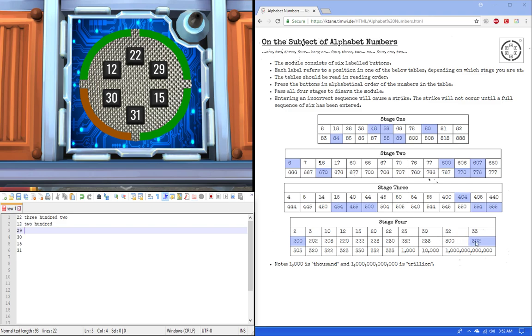29. So that's 22. 3, 4, 5, 6, 7, 8, 9 is 333. Next is 30, which is going to be just 1,000. Not 1,000, just 1,000. We have 15, so it's 11, 12, 13, 14, 15. That is 220. Finally, we have 31, which is going to be one above the 1,000. So my guess there is 10,000. It's going to be this one.